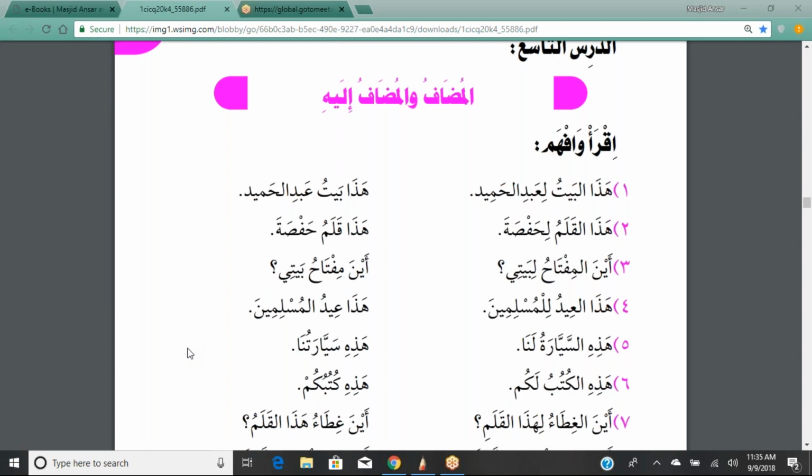Hadhihi sayyaratuna. That's the attached pronoun. And why did we bring this? Just to show that the attached pronoun is mudaf ilayh. What's the mudaf? Sayyara. What's the mudaf ilayh? The attached pronoun. And it conveys what? Possession. For all that we studied before, the attached pronoun, baytuka, baytuhu, baytuha, baytuna, kitabuka, it shows possession, whose book it is. And that's why it's ma'rifah. If the mudaf ilayh is ma'rifah, then the mudaf is ma'rifah. Inshallah.